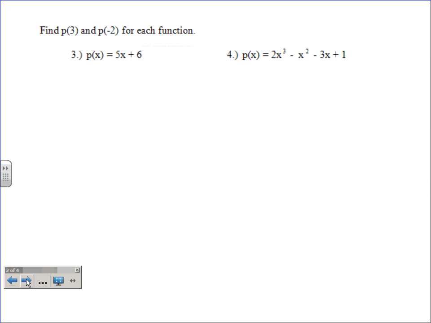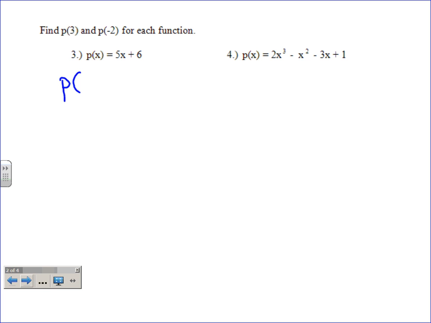This is called functional notation. If you read it, it would say find p of 3 and p of -2 for each of the functions. Well, you have to find some function that's been named p. Well, luckily in 3 and 4, both of the functions have been named p. And then they had an x there. And the x has been replaced with a 3, and then the x has been replaced with a -2. And that's basically what you do.